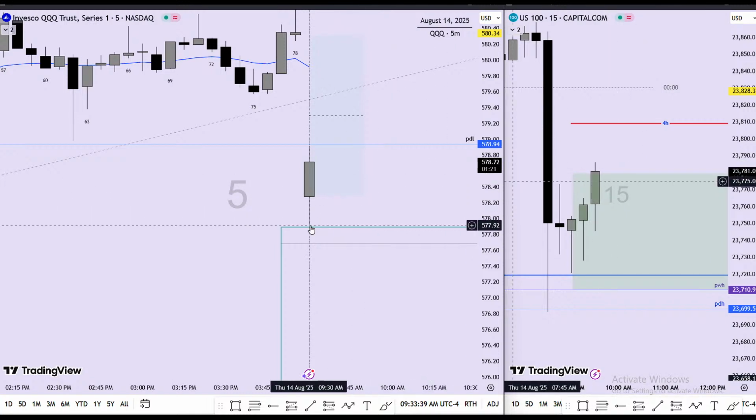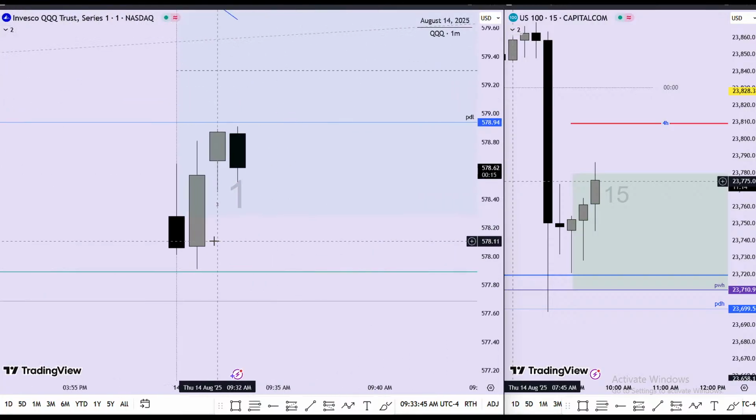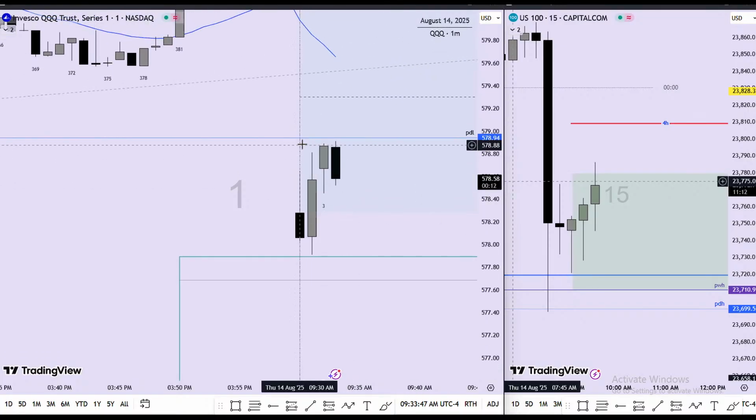First bar of the day, it's a strong bull bar. If I go down to lower time frames, we are about to retest the previous day low. Let's see if the price can get a close above the previous day low or if it cannot.